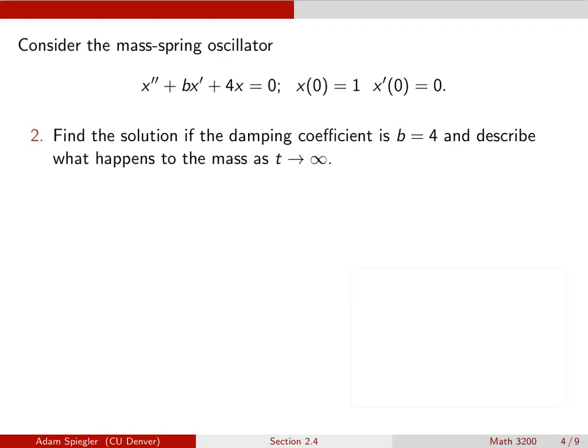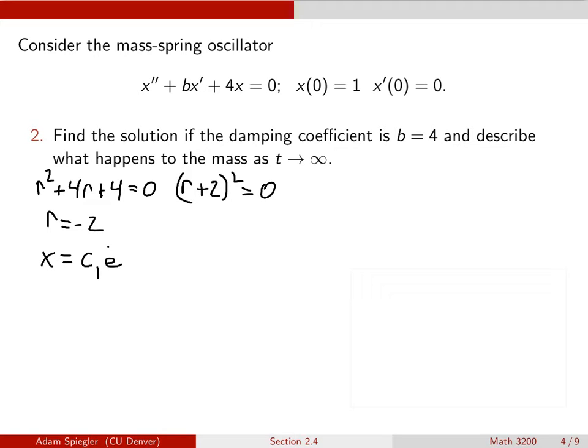So again, let's solve the characteristic equation associated to this system, which would be r squared, and now B is equal to 4, so we have plus 4r plus 4 is 0. And here we have one repeated real root of minus 2. So our general solution when we have one repeated real root would be C1 e to the minus 2t, in this case, plus C2 times t e to the minus 2t.